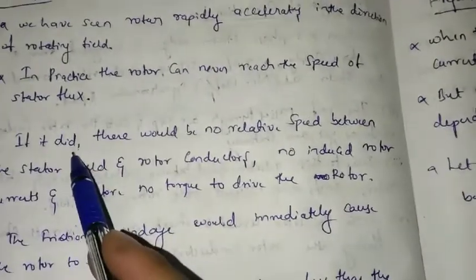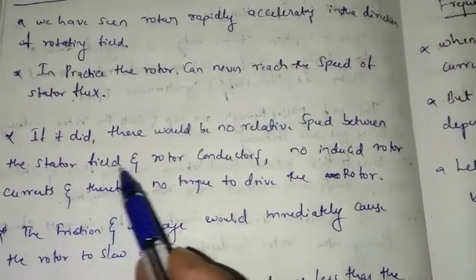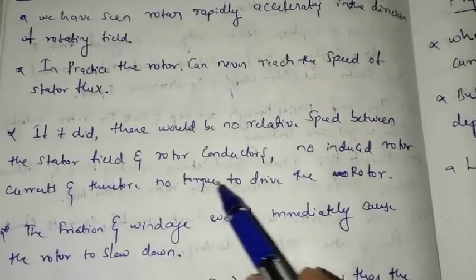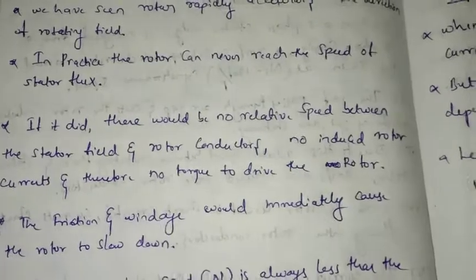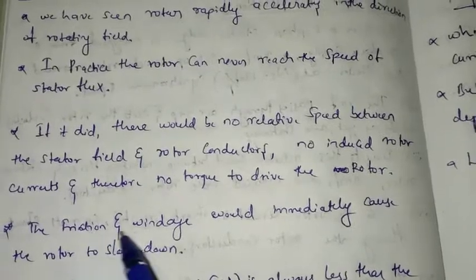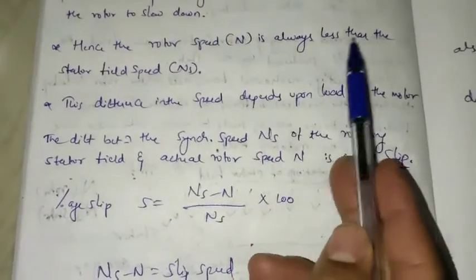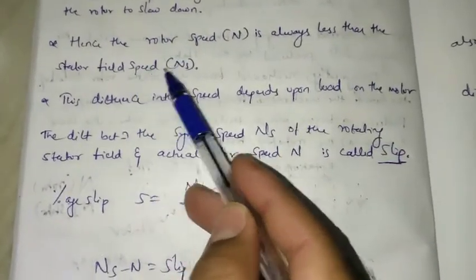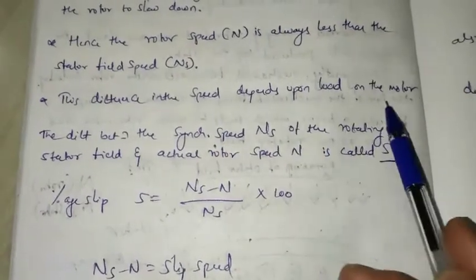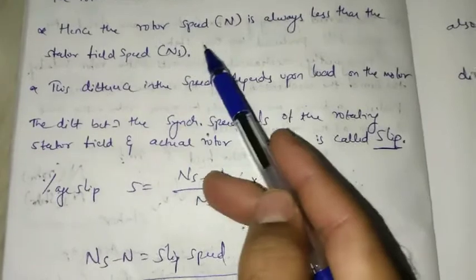If it did, then what happens? There would be no relative speed between the stator magnetic flux and the rotor conductors. Hence, no induced rotor currents, and therefore no torque to drive the rotor. So the motor will simply come to a stop. It will slow down because of the friction and windage. Hence, the rotor speed N is always less than the stator field speed, that is RMF speed Ns. The difference in speed depends upon the load on the motor. So how much load is connected to the motor?